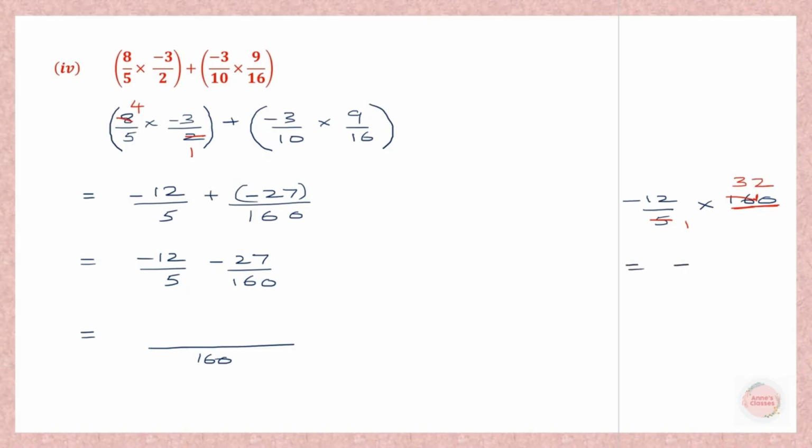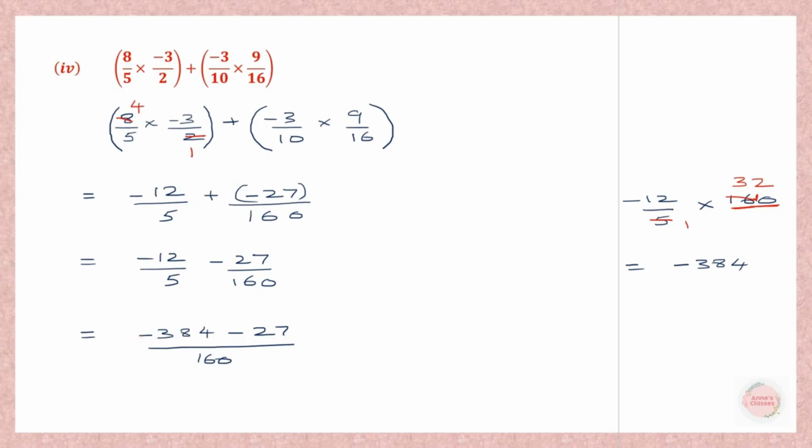That is minus 384. So that is our first numerator. Let's write it here, minus 384. And look at the next one. This denominator is 160. Here also it's 160. So we can write this as it is, minus 27. So let's write that, minus 27. Now let's subtract this, that is minus 384 minus 27.